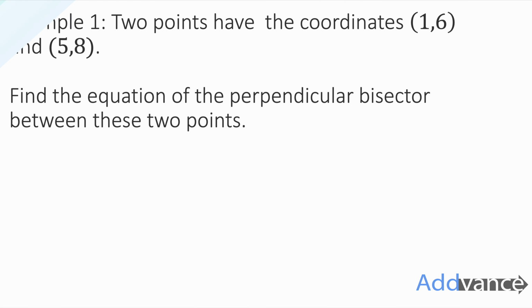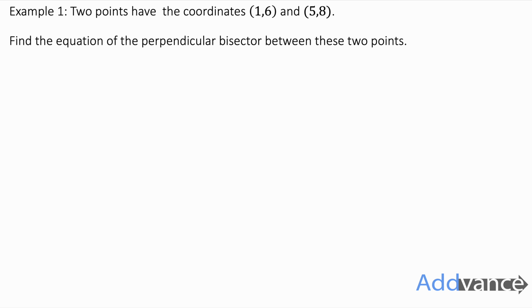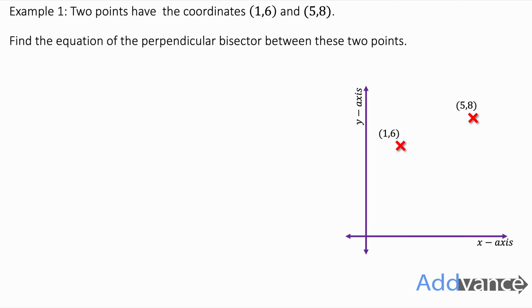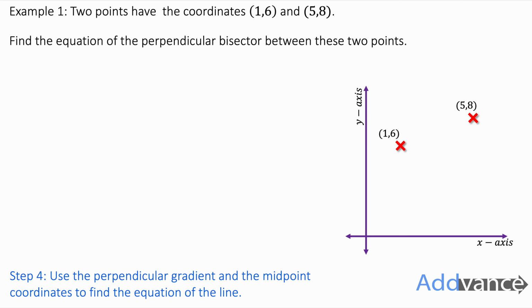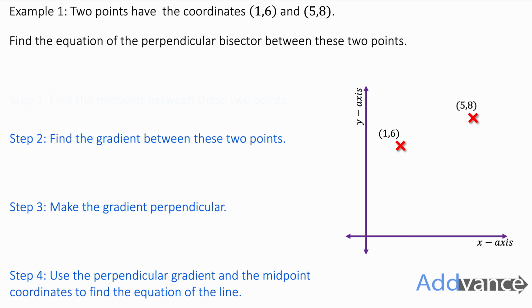Let's see the example. So here we have 2 points which have the coordinates 1, 6 and 5, 8. And we're asked to find the equation of the perpendicular bisector between the 2 points. So we're going to do these 2 points here, and it looks like this on the graph. And we'll follow these steps here.